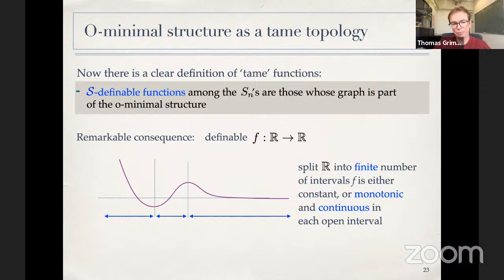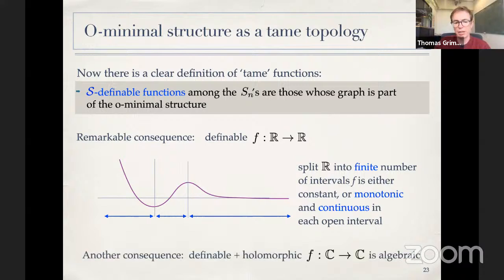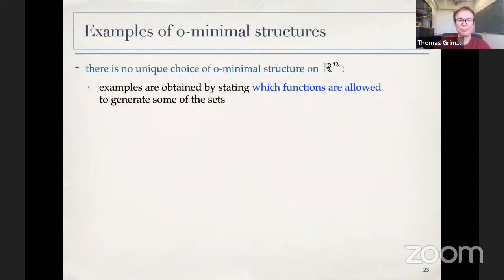And of course, you see where I'm going, that the period map is exactly one of these allowed functions in this structure. I wanted to highlight that these functions have very special properties, and you can prove theorems. Namely, you can always split the region where the function is defined into finitely many intervals, and on each interval it's monotonic and continuous. So these are very special functions, and the period map is one of these special functions. If you combine it with holomorphicity, you get even stronger constraints.